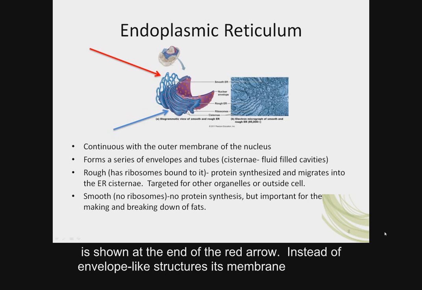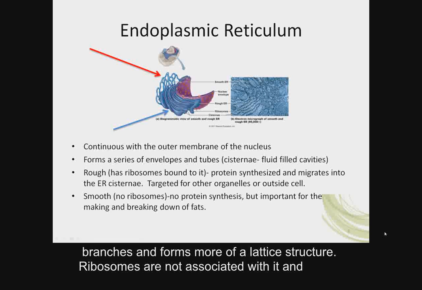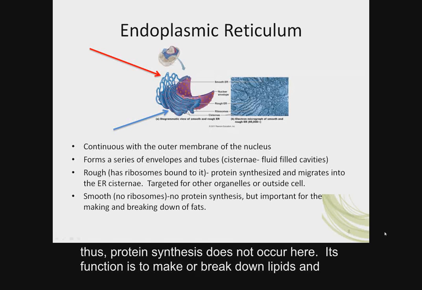The smooth ER is shown at the end of the red arrow. Instead of envelope-like structures, its membrane branches and forms more of a lattice structure. Ribosomes are not associated with it, and thus protein synthesis does not occur here.